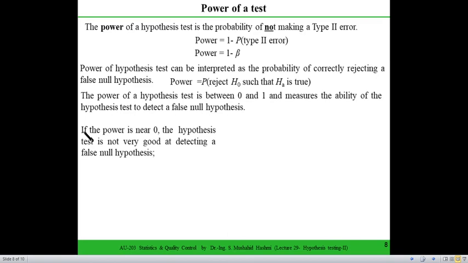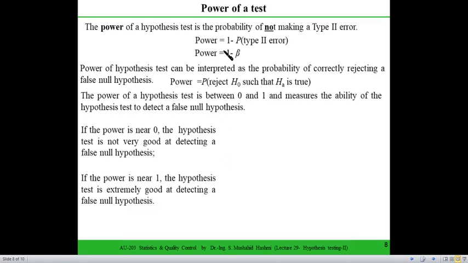So if your power is near 0, it means 0.001 or something, then this hypothesis is considered not very good at detecting the false null hypothesis. In contrast, if the power of the hypothesis is close to 1, 0.9798, 0.99, then the hypothesis is extremely good at detecting a false null hypothesis. So this is actually the feature of the power of a test.